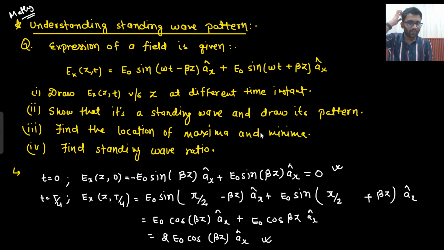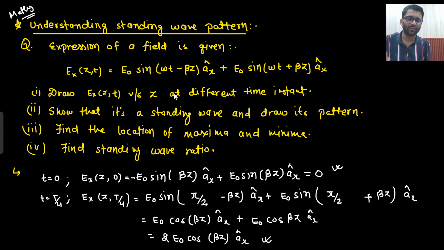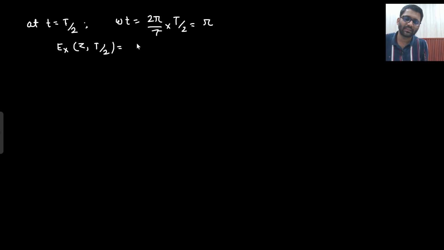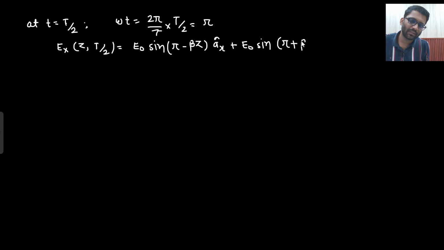if I see the waveform, what do I get? What will be your omega t at t equals to t by 2? Omega t, that would be 2 pi by t into t by 2. So that would be pi. So omega t will be pi at t equals to t by 2. So E naught sine pi minus beta z ax cap plus E naught sine pi plus beta z ax cap.